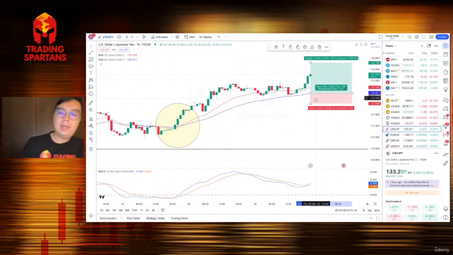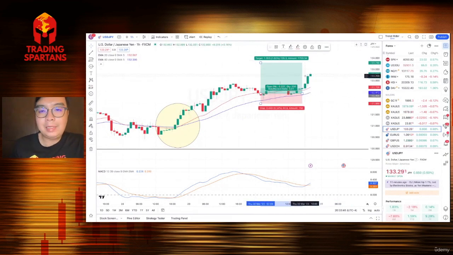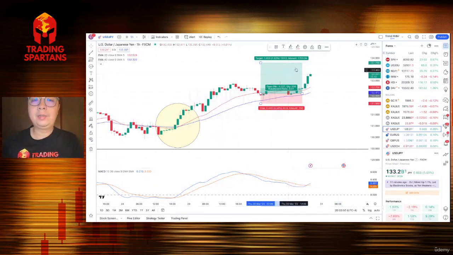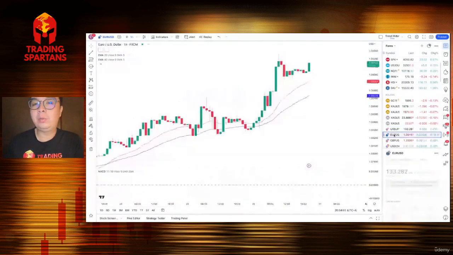You can see that we entered a trade here, and price is already in profit. Of course it has not reached our first target price yet, so we will continue holding. But of course we are late to the game already because price has already moved. So we will look at some other charts instead. Maybe let's look at euro dollar.